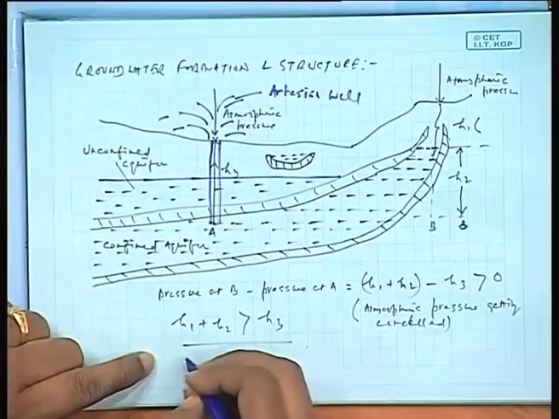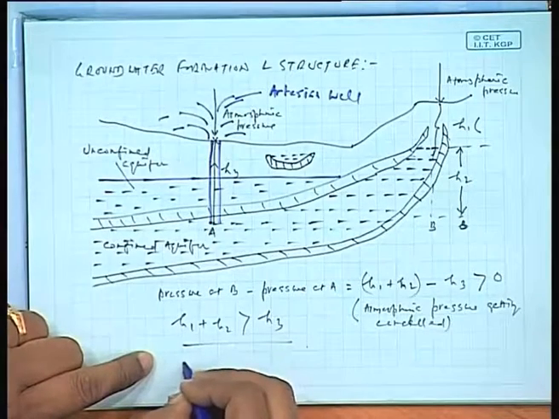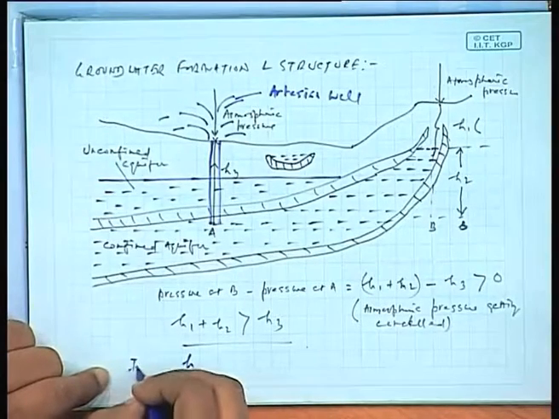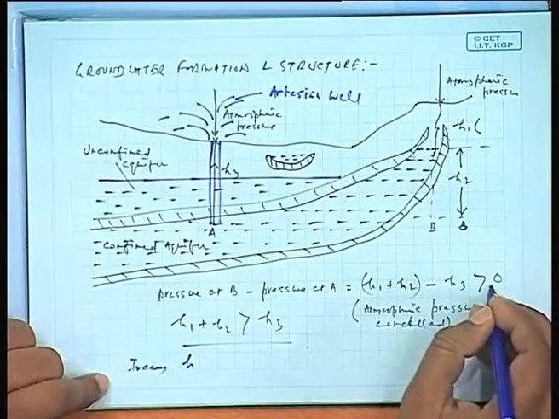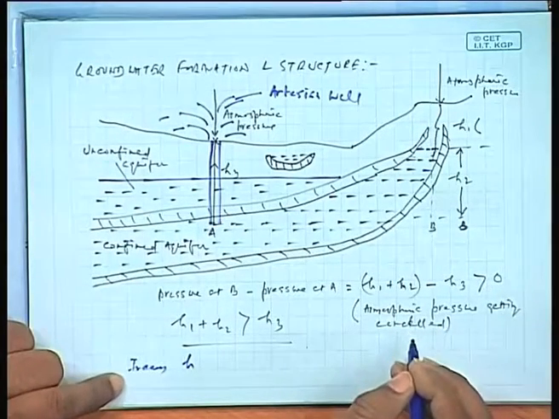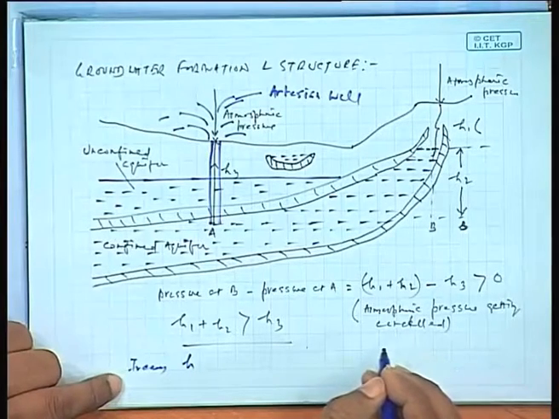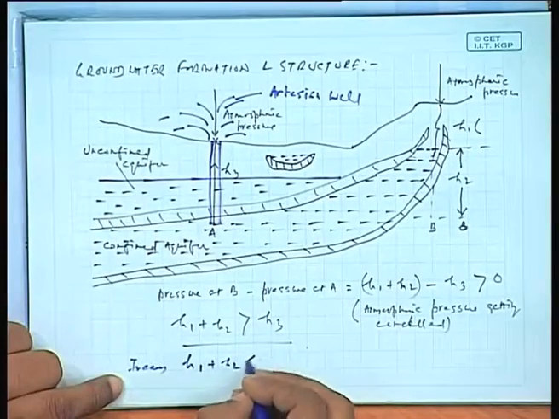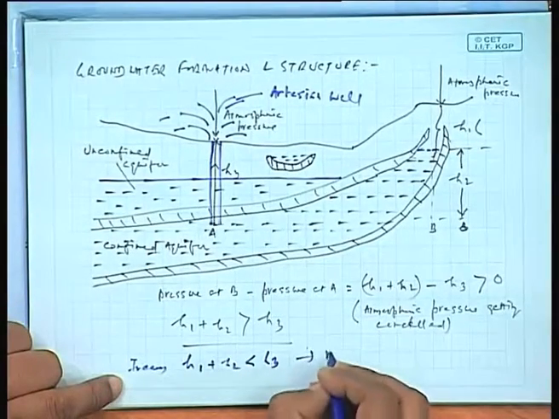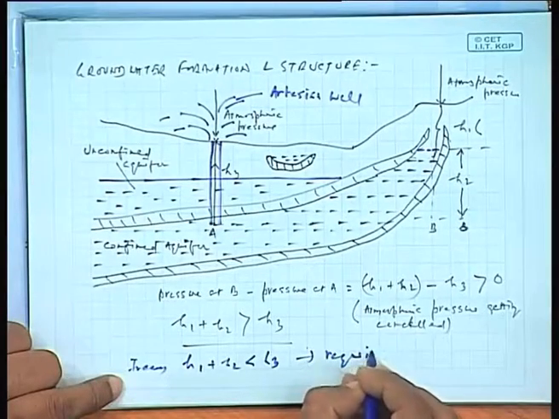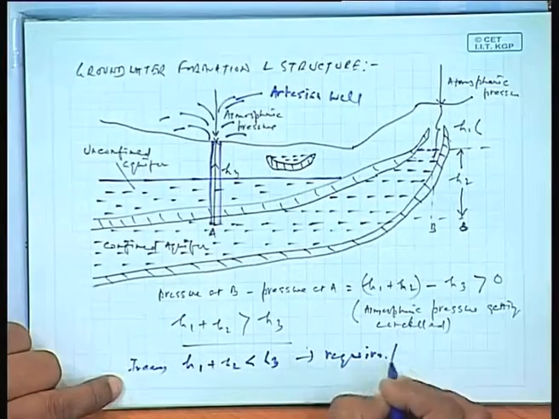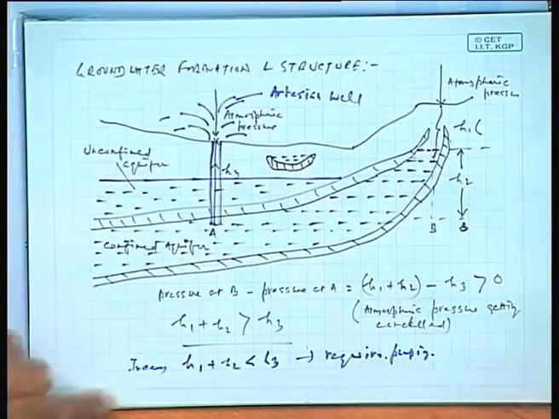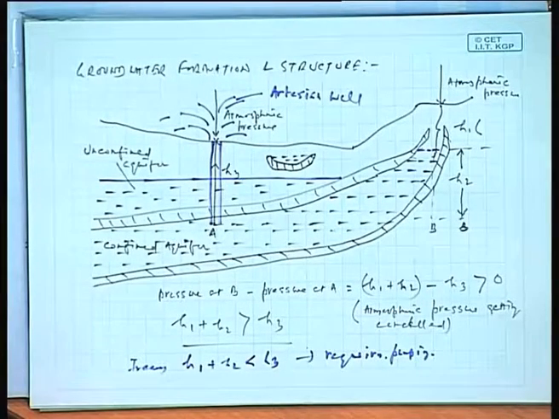In other cases, when H3 is more than H1 plus H2, when this is negative or below 0, it requires pumping for the water to come out. Whenever H1 plus H2 is less than H3, it requires pumping. In all such situations it requires pumping. This is how water gets out of the artesian well.